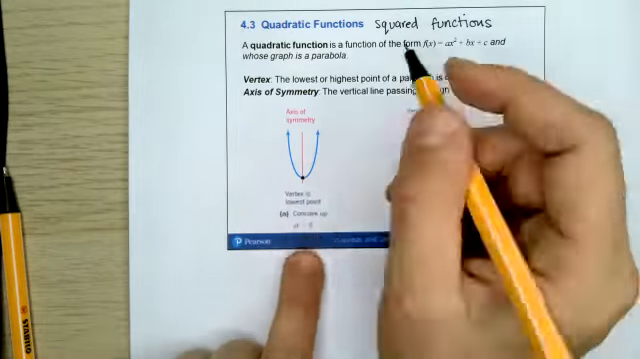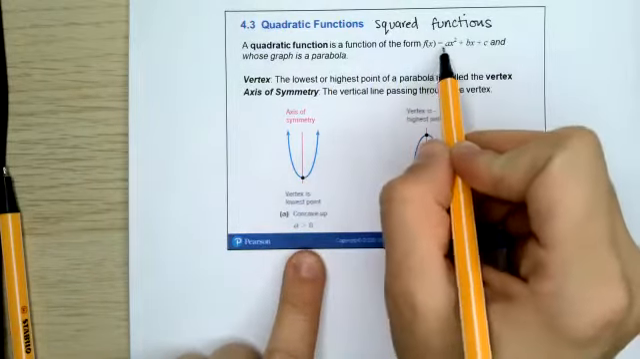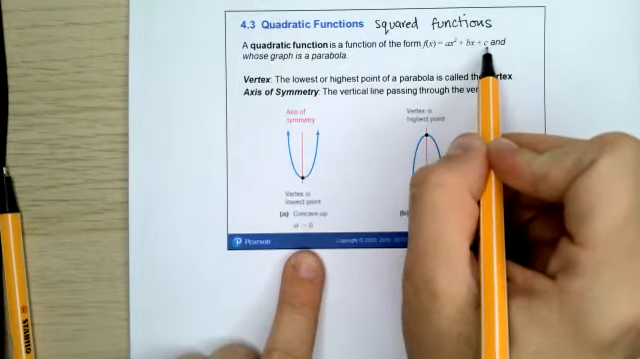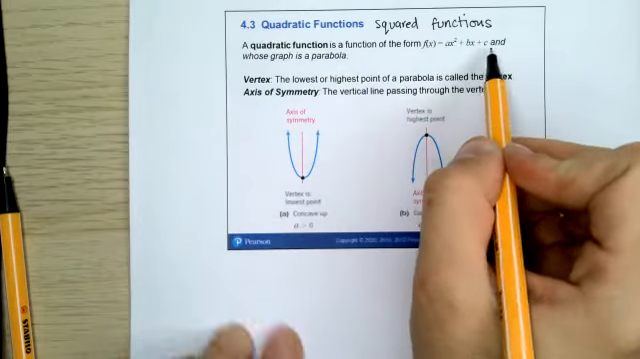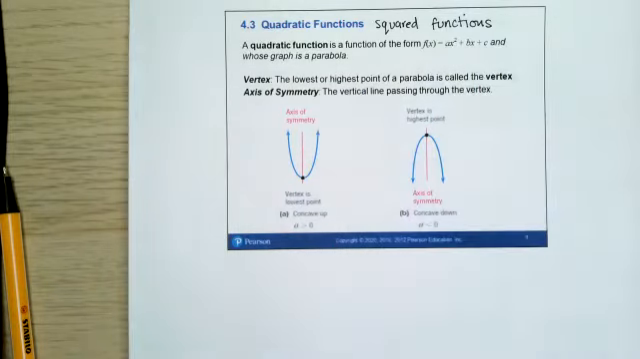Good. It's a function of the form f of x equals ax squared plus bx plus c, and whose graph is a parabola. So remember, we use ax squared plus bx plus c when we're putting something into the quadratic formula or things like that. So same letters.